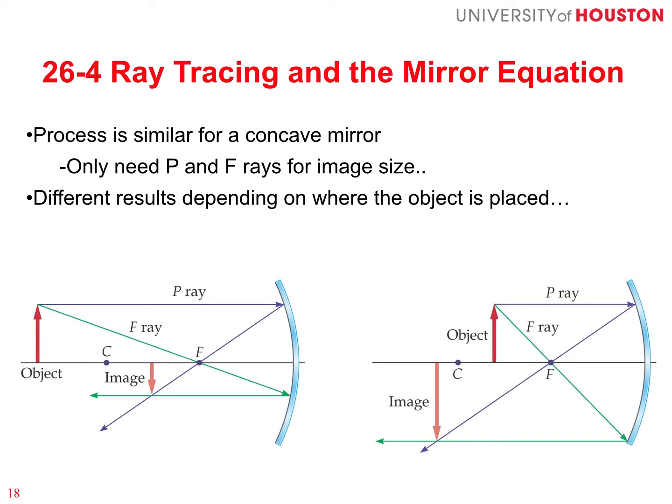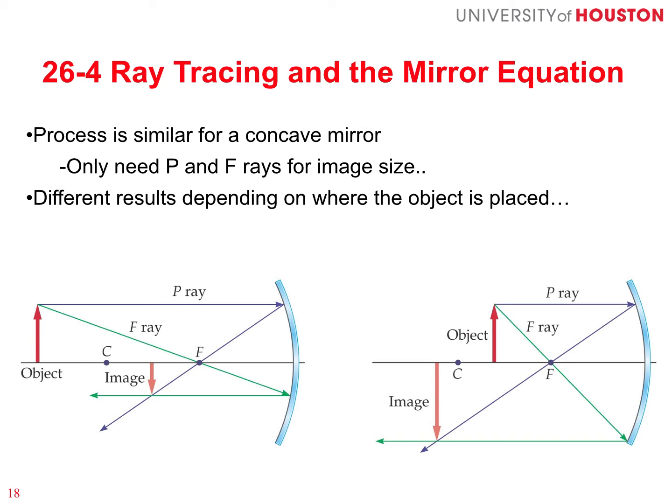We can also carry out ray tracing for a concave mirror, and in this instance we only need the P and F rays to determine the image size and location. On the left, we place the object behind the radius of curvature, and we find the image will form at the point where the reflected P-ray and the reflected F-ray will cross. In this instance, the image will be smaller than the object and it will be inverted.